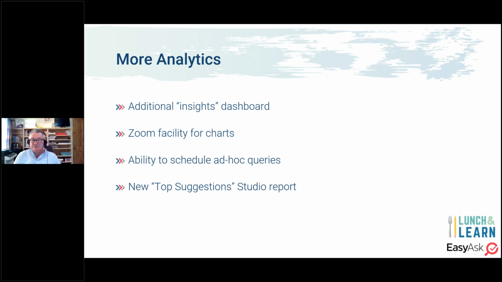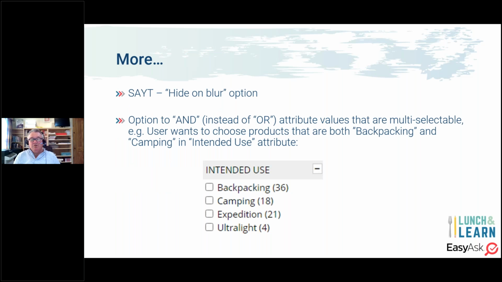There's lots of other stuff in version 18, such as the hide on blur option for search as you type. And all that means is when the cursor moves off of the search as you type box, you have the option of automatically hiding it. At the moment, it sticks there until you click somewhere else.